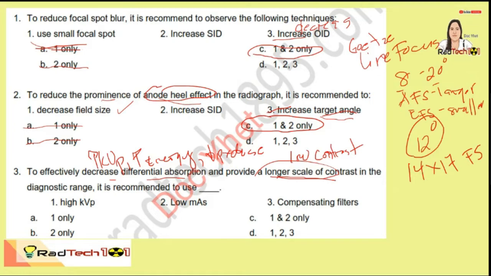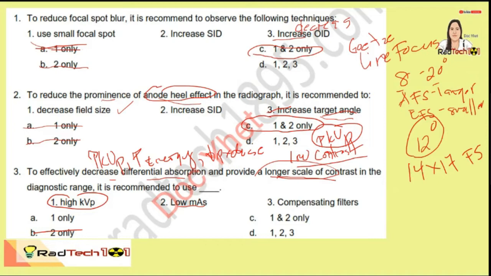And for the low contrast, we all know that contrast is inversely proportional to our kVp. So low contrast means higher kVp. So meaning, we have here high kVp. So lahat ng 1, tama. So again, eliminate ang 2. And then also, how about low mAs?